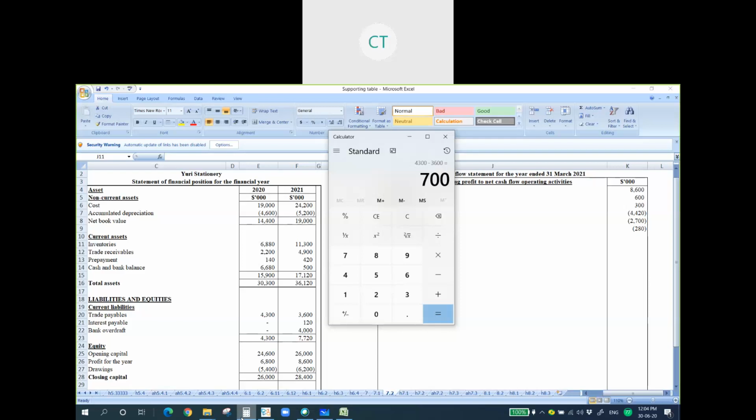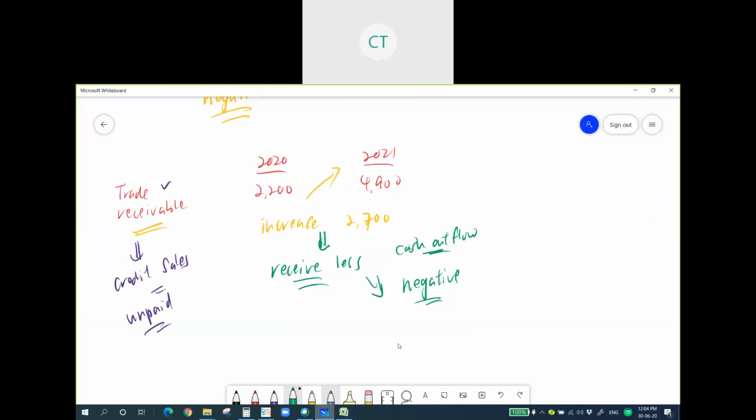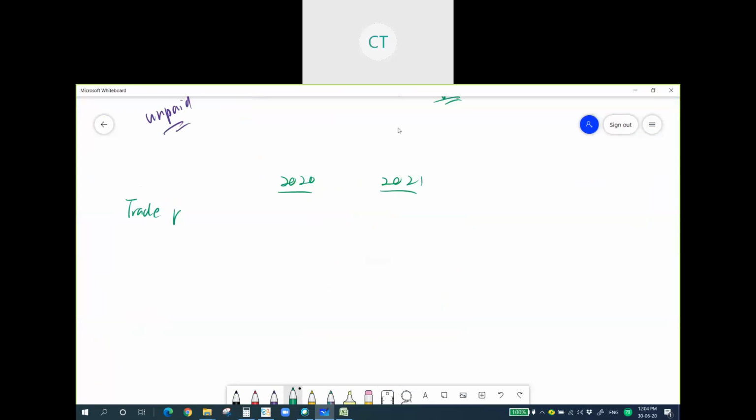So majority, or we can say all, are saying that this is a negative amount, right? So let us do some analysis. This is 2020, this is 2021. We are talking about trade payables from 4,300 to 3,600. So what is the trend? Obviously, this is a decrease in your trade payables, right? The amount of decrease is 700.